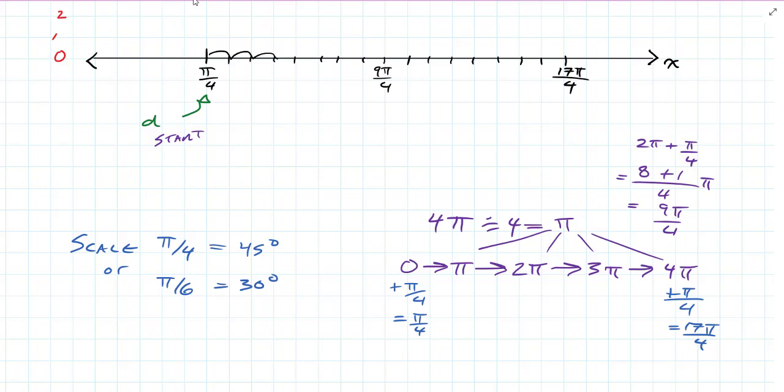Let's do pi plus pi over 4, like a quarter pi. Again, just get a common denominator. So this would be 4 pi plus 1 pi. 4 plus 1 is 5 pi over 4. So 1, 2, 3, 4, 5. Right there is where my 5 pi over 4 is.